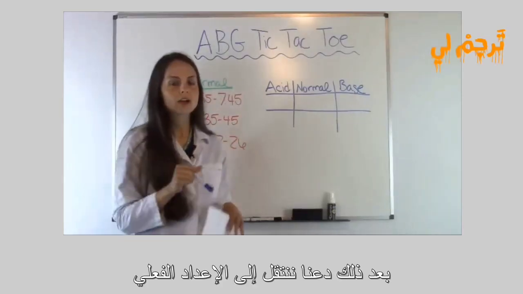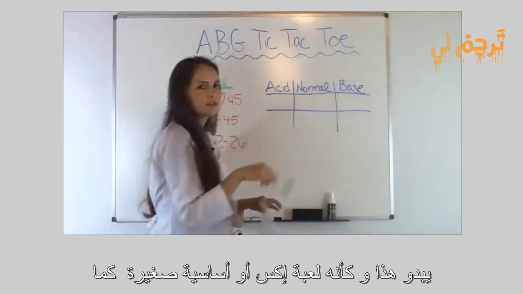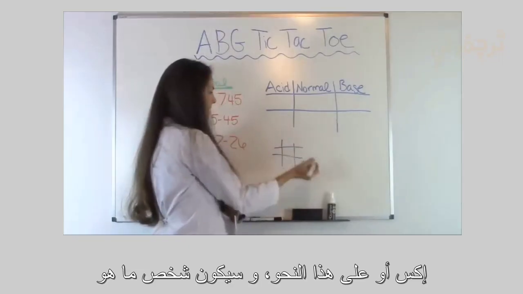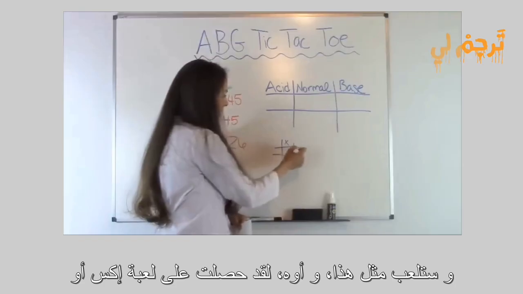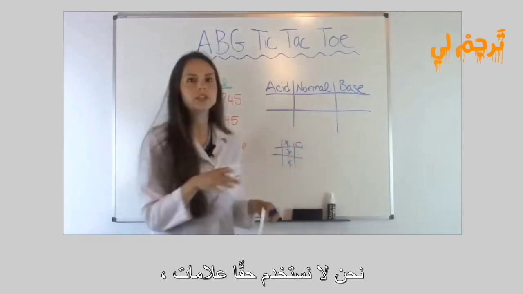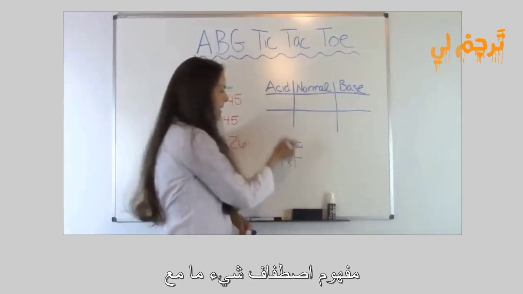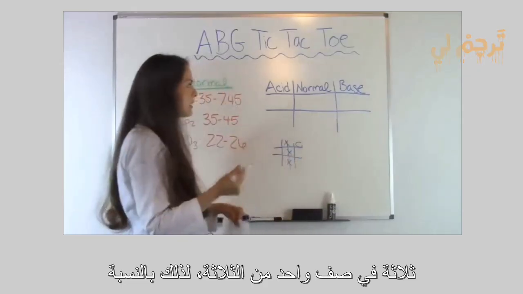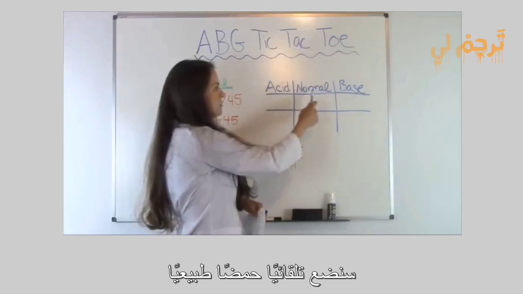Next, let's go over the actual setup for the tic-tac-toe method. As you see, this looks like a basic little tic-tac-toe. Whenever you used to play with your friends, you would set up the tic-tac-toe like that, and someone would be O's, another person would be X's, and you would play like this, and oh, you got tic-tac-toe. We're not really using the X's and O's. We're going to throw that concept out, but we are keeping the concept of lining something up in a row of threes. So for our tic-tac-toe grid, we're automatically going to put acid, normal, base.